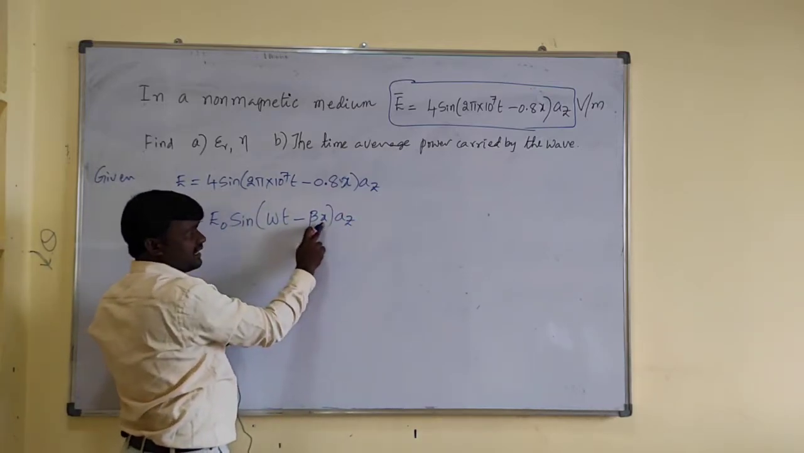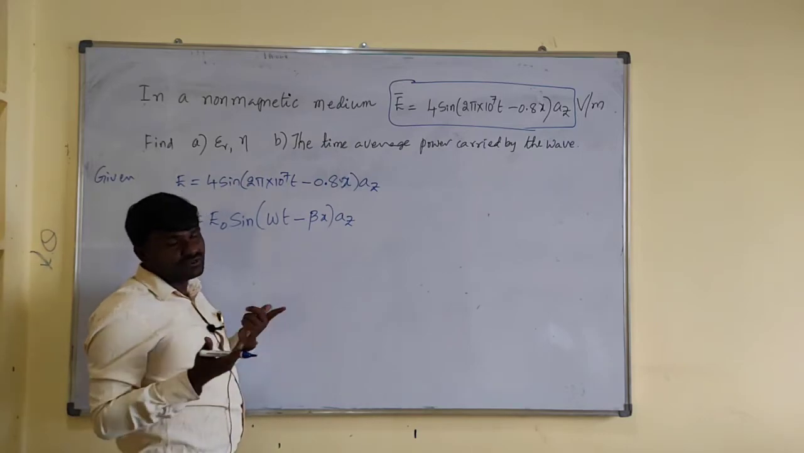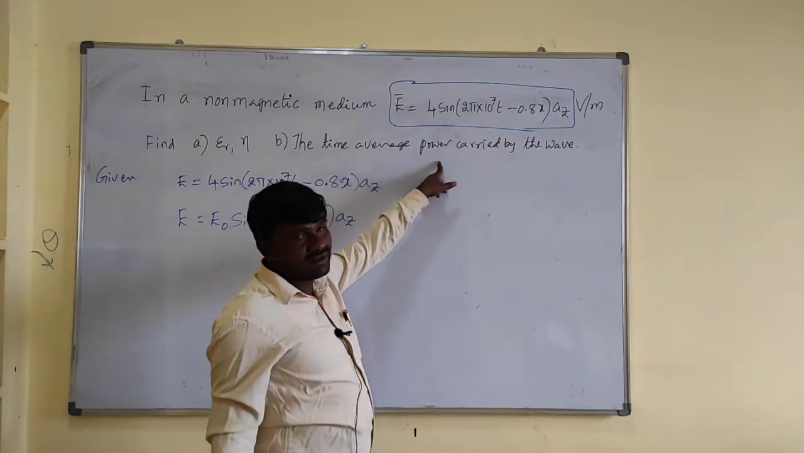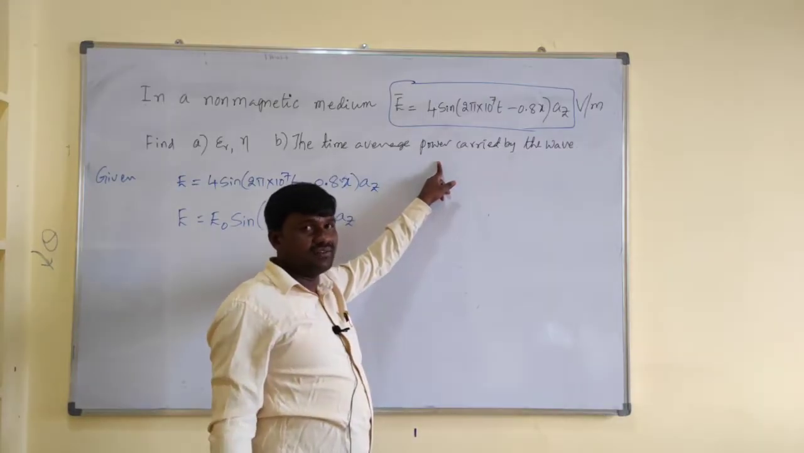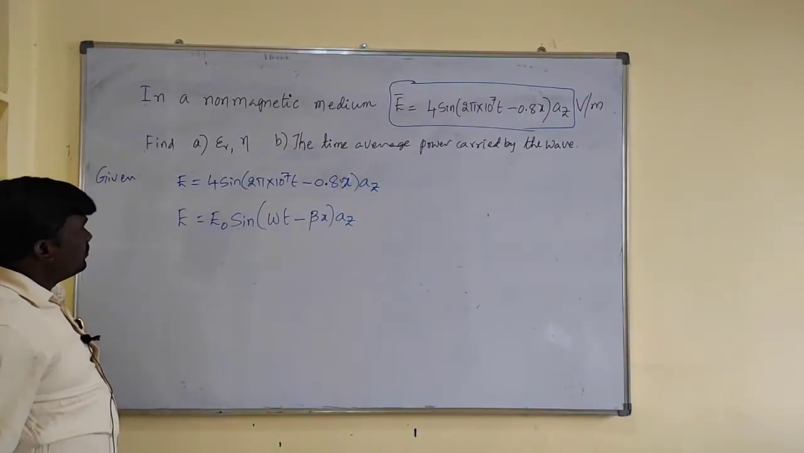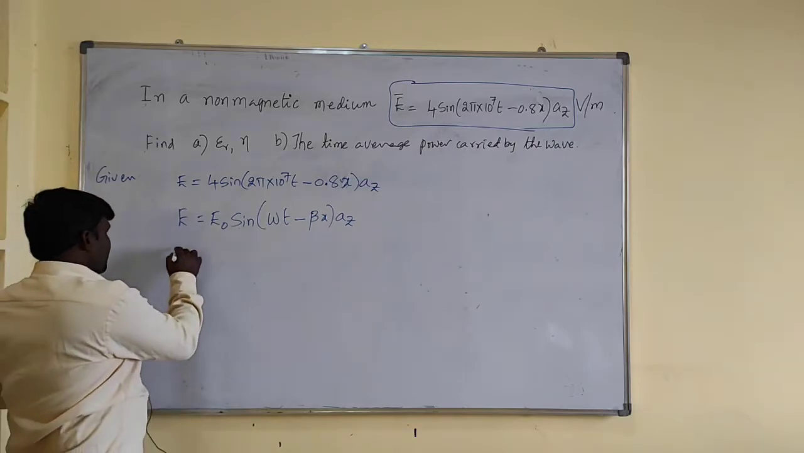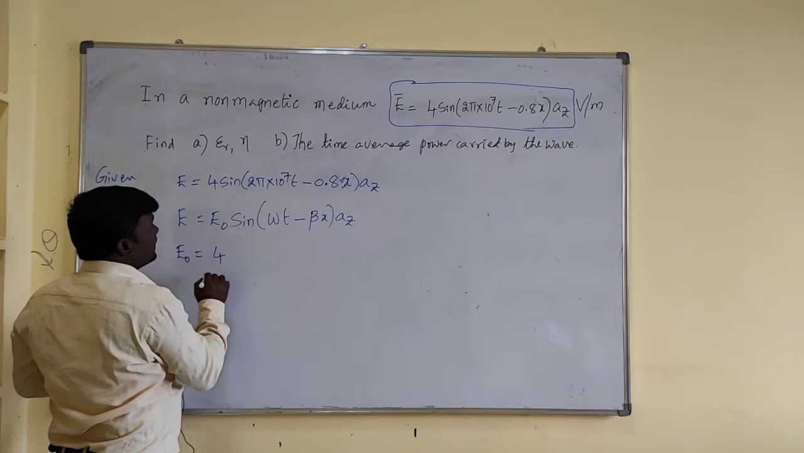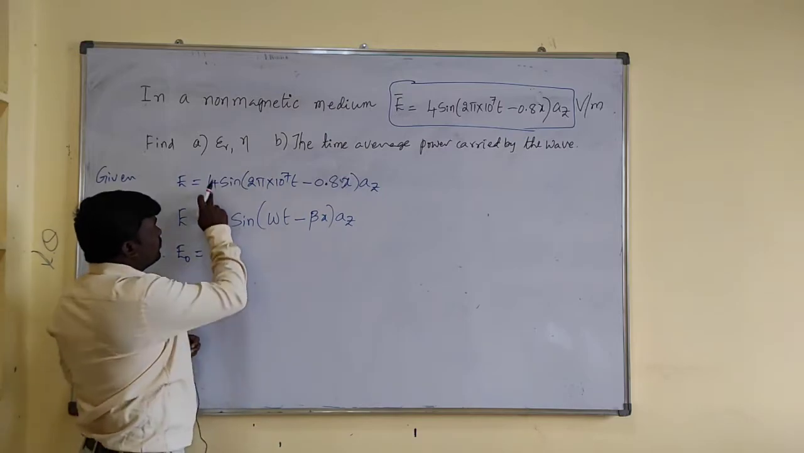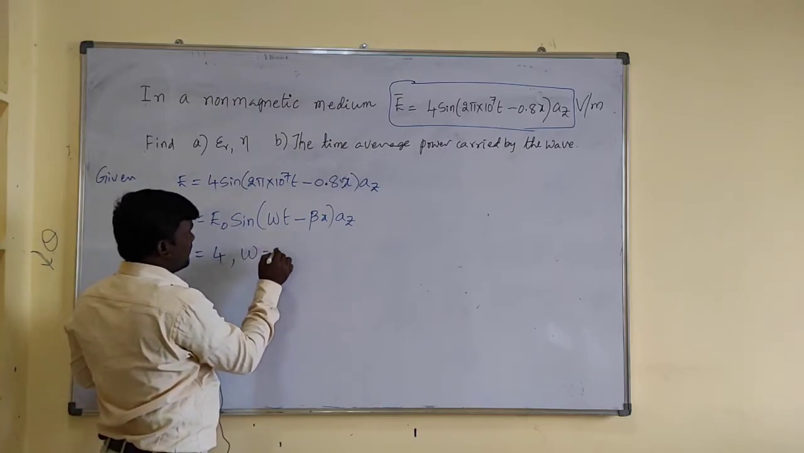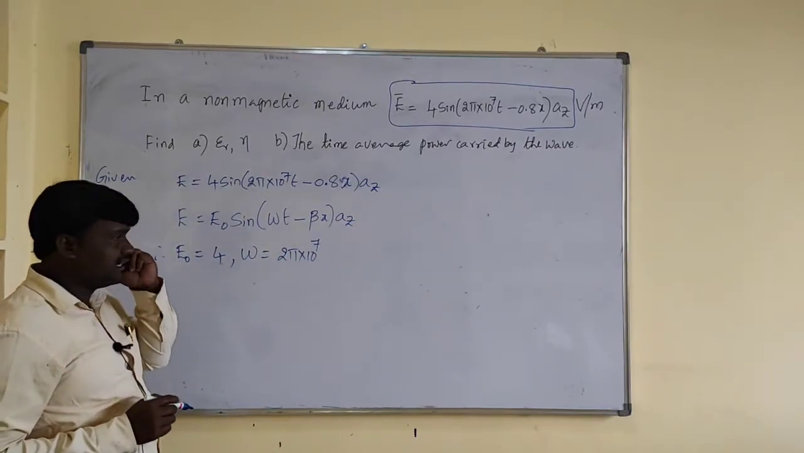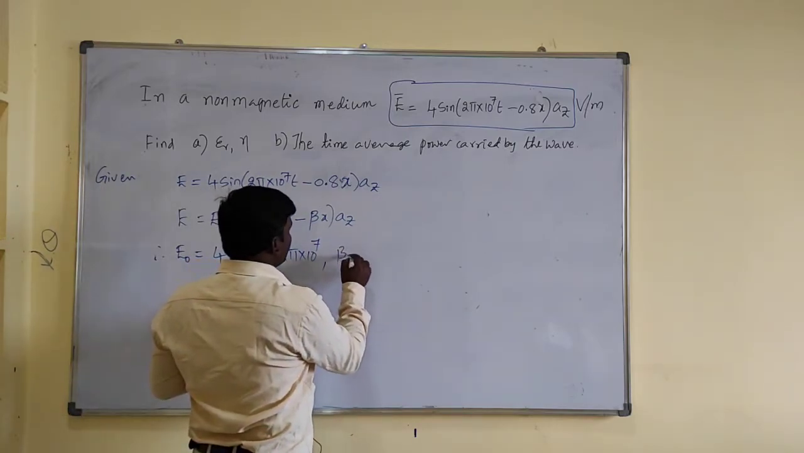E is along the z direction and the wave is traveling along the positive x direction. It means power is also along the x direction. Here we need to determine the time average power, and the direction of that time average power, or Poynting vector, is along the x axis only. By comparison, E naught equals 4, and omega is 2 pi into 10 to the power 7. Of course, the unit of omega is radians per second, and beta is 0.8.